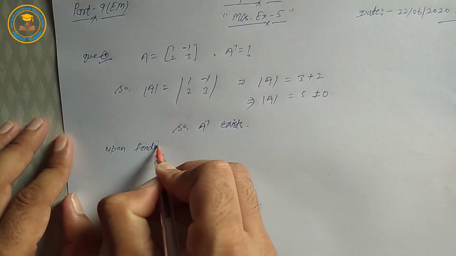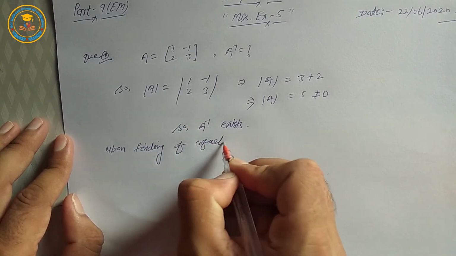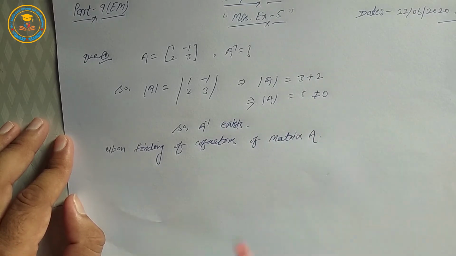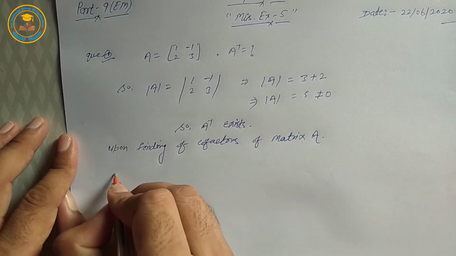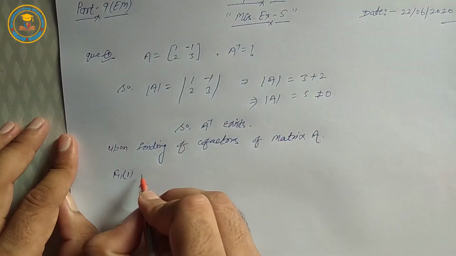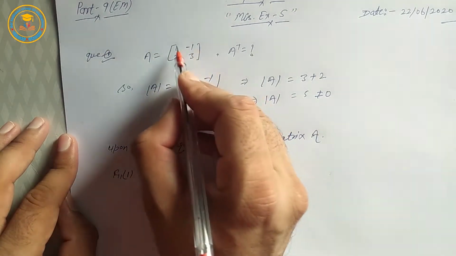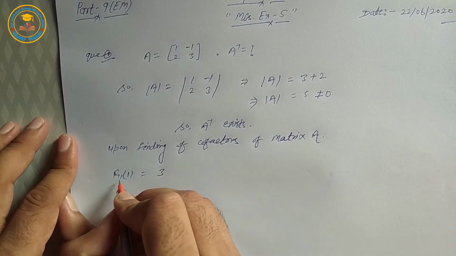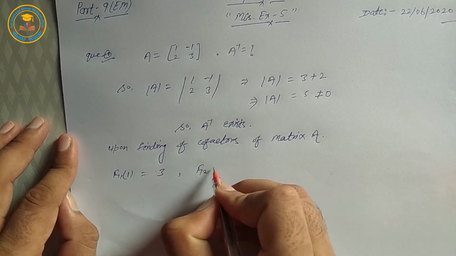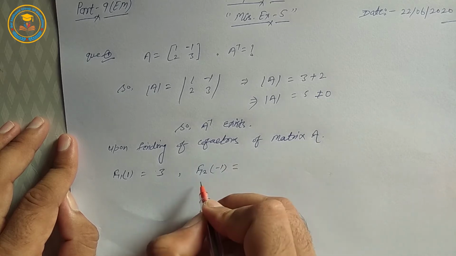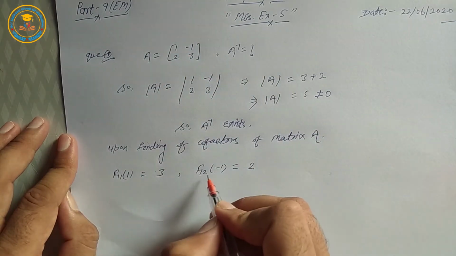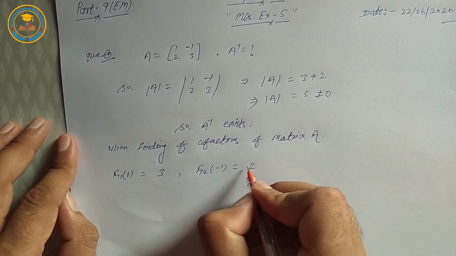Upon finding the cofactor of matrix A. Cofactor of element 1 in F11, leaving the corresponding row and column, is equal to 3. 1 plus 1 is 2, an even number, so positive. F12, cofactor of element minus 1, leaving the corresponding row and column, is equal to 2. 1 plus 2 is 3, an odd number, so negative sign.